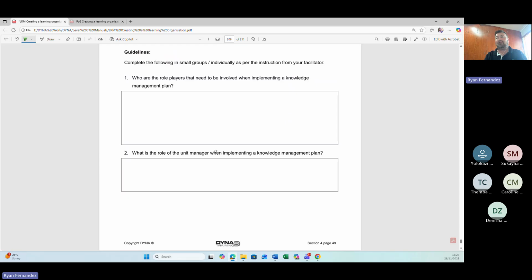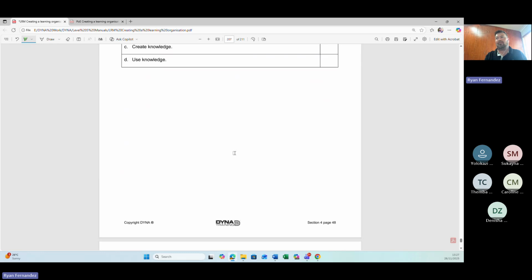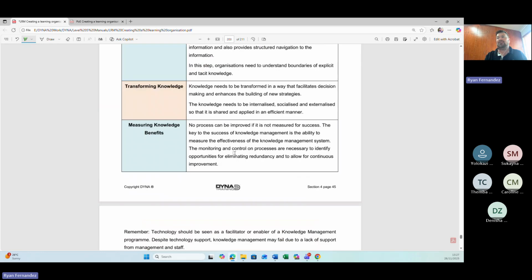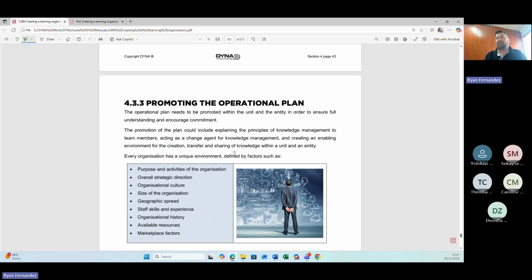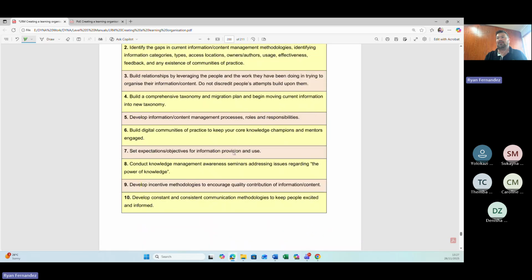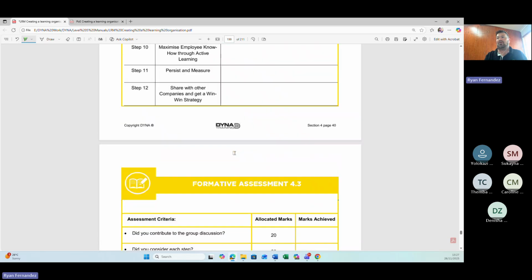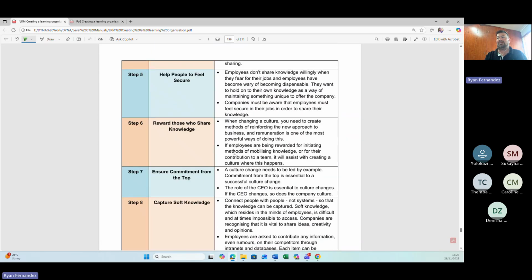Then, what is the role of the unit manager when implementing a knowledge management plan? What is the role of a unit manager? Now, they do help us here by telling us what the role of the unit manager needs to be.